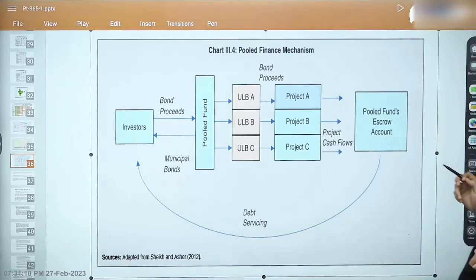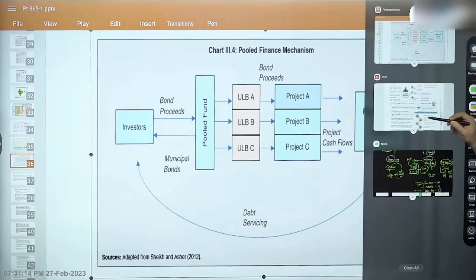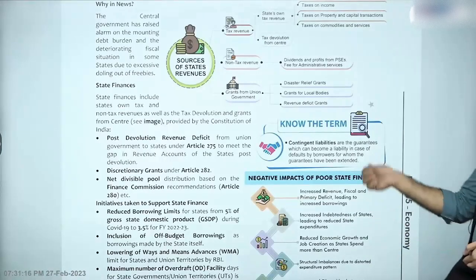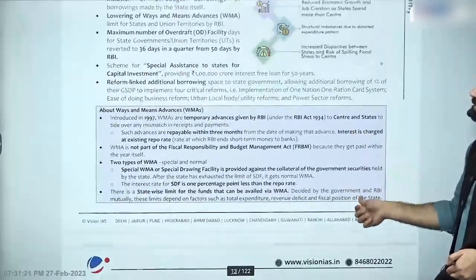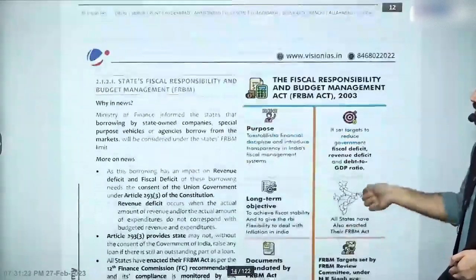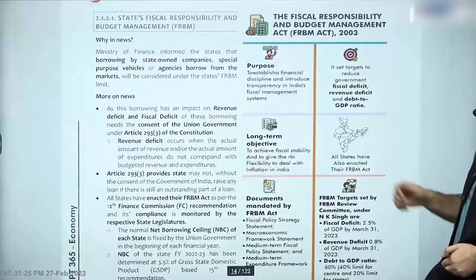So both state finances and municipal finances are reports given by the RBI. Just the trends are important here. States FRBM, what has happened here?